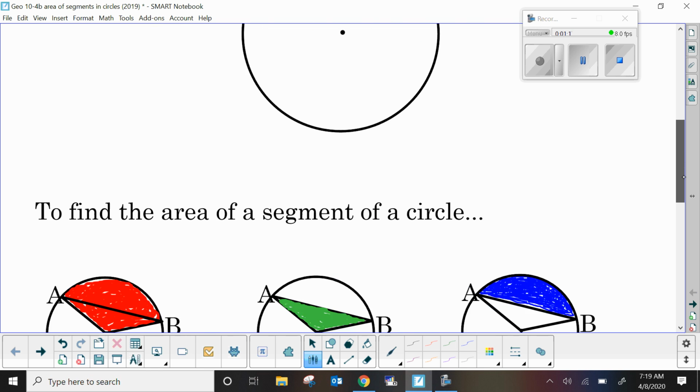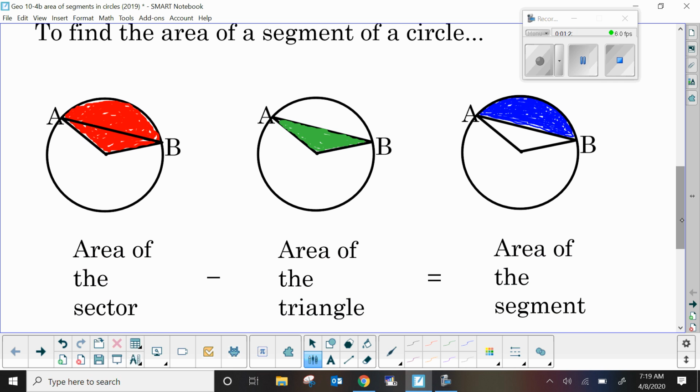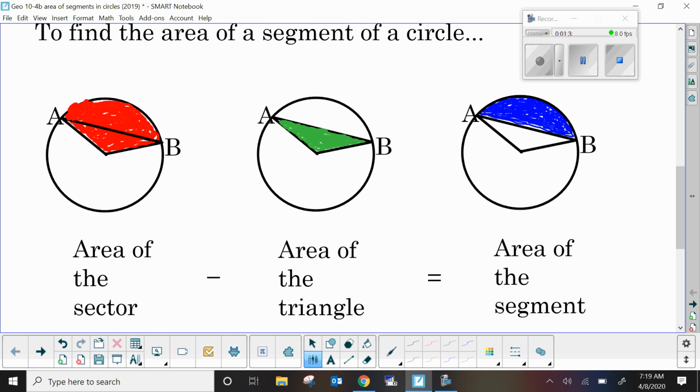All right. Let's look at how we're going to do this. The idea is we're going to first find the area of the sector. Now remember what that was. That's what we just finished, finding the area of the sector. That was this part, right? So here's the area of the sector. The sector was the area bounded by two radii and the arc.